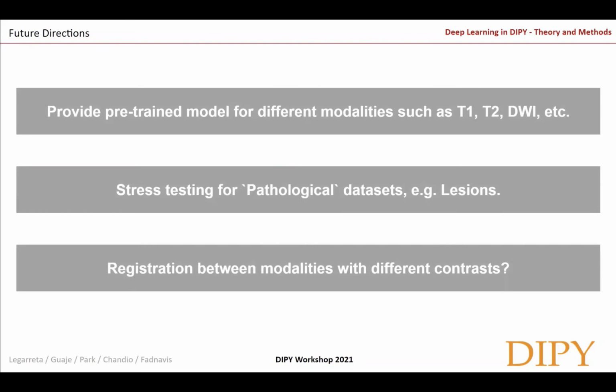Registration between different contrasts is a research question, but it is common, for example, to register the B0 to a T1 weighted image for diffusion analysis. And so it is kind of necessary to test it for that. Although the contrasts are more or less similar between a B0 and a T1, we still need to do that. That's it from our side today.